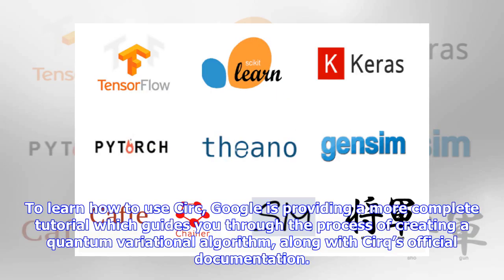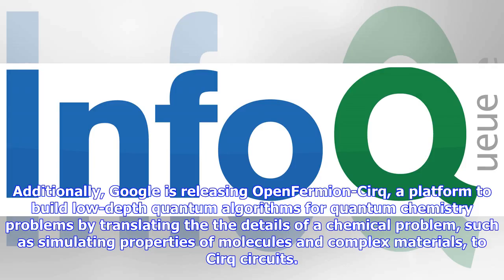To learn how to use Cirq, Google is providing a more complete tutorial which guides you through the process of creating a quantum variational algorithm, along with Cirq's official documentation. Additionally, Google is releasing OpenFermion on CIRQ, a platform to build low-depth quantum algorithms for quantum chemistry problems by translating the details of a chemical problem, such as simulating properties of molecules and complex materials, to CIRQ circuits.